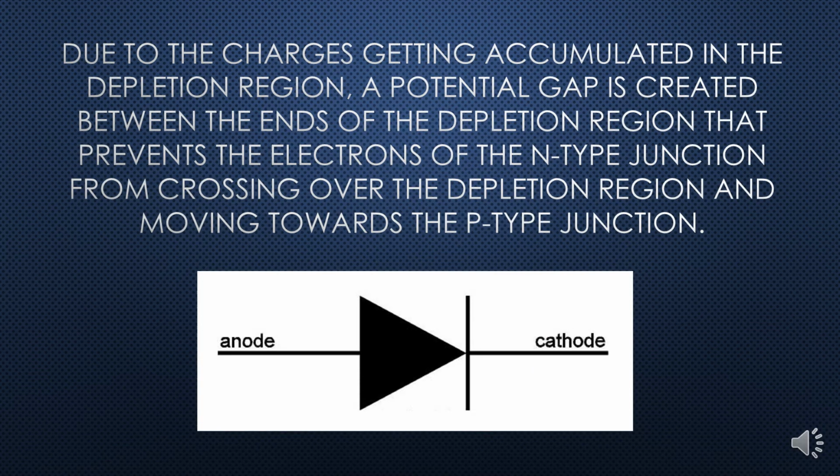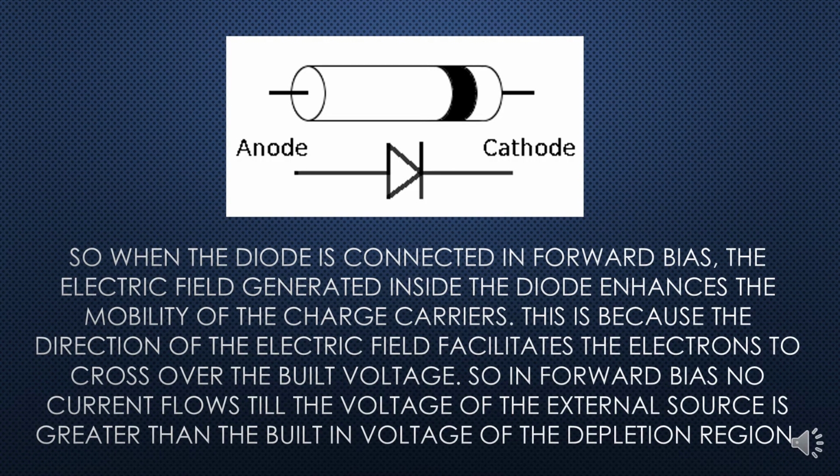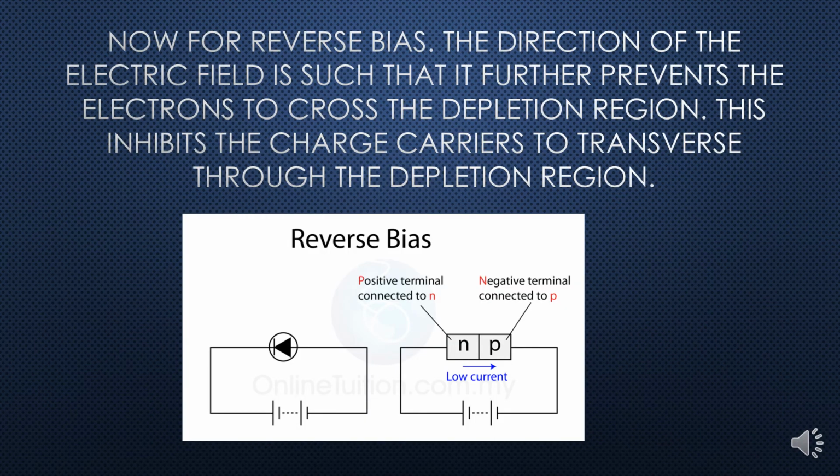Due to the charges getting accumulated in the depletion region, a potential gap is created between the ends of the depletion region that prevents the electrons of the n-type junction from crossing over the depletion region and moving towards the p-type junction. So when the diode is connected in forward bias, the electric field generated inside the diode enhances the mobility of the charge carriers. This is because the direction of the electric field facilitates the electrons to cross over the built-in voltage. So in forward bias, no current flows till the voltage of the external source is greater than the built-in voltage of the depletion region. Now for reverse bias.